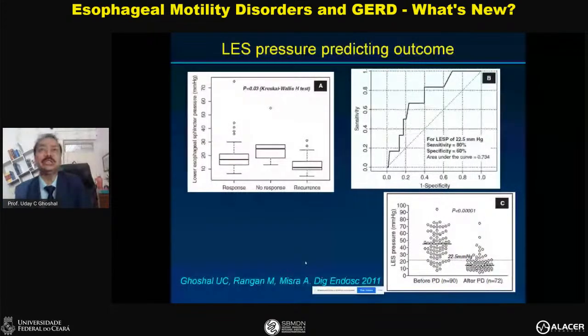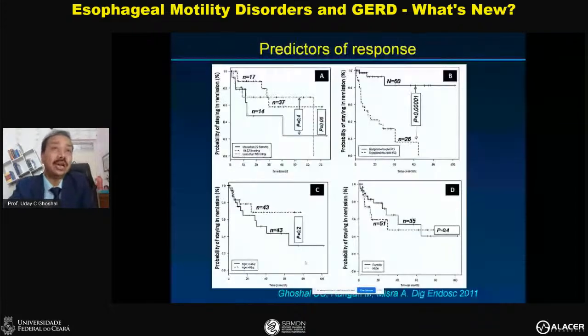LES pressure studies found that if after pneumatic dilation, you reduce the LES pressure to below 22.5 millimeter of mercury, you have done a good job, with a sensitivity and specificity to predict the outcome to the tune of 60 to 80%. But if you have reduced the LES pressure below 10 millimeter of mercury, you have done a great job, and often their response lasts longer, as shown here.